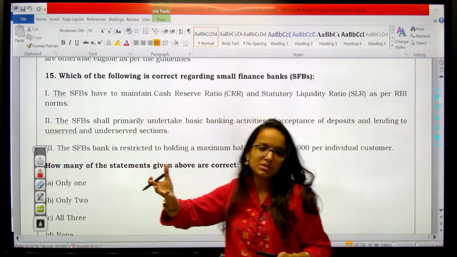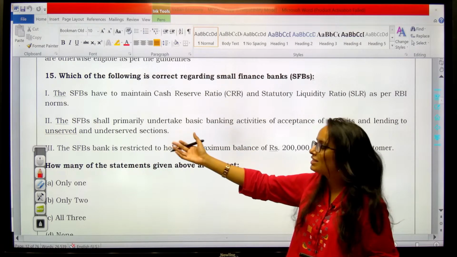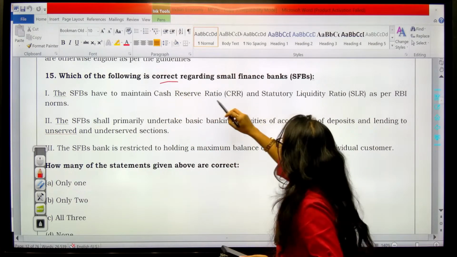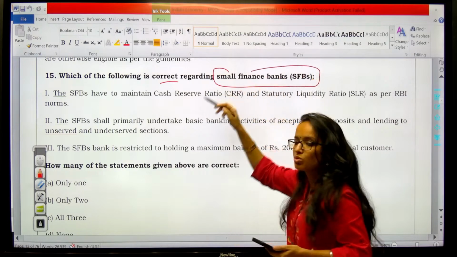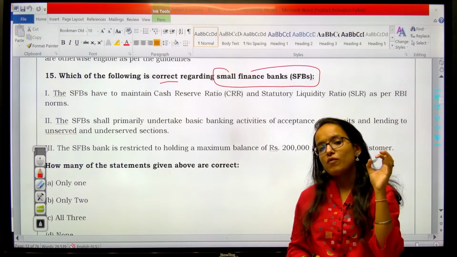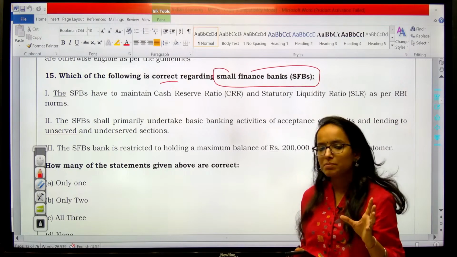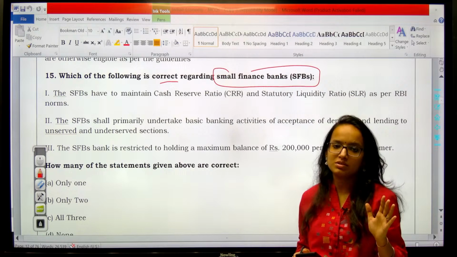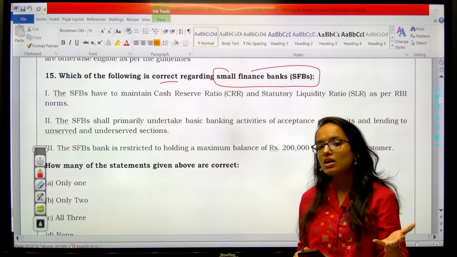Second means next question, okay, not second. So 15th in the series. Which of the following is correct regarding small finance banks? So again, we have discussed payment banks, we have seen payment banks. Now, what is correct regarding small finance bank? This is also one of the most important areas of questions where questions are being asked from, okay.